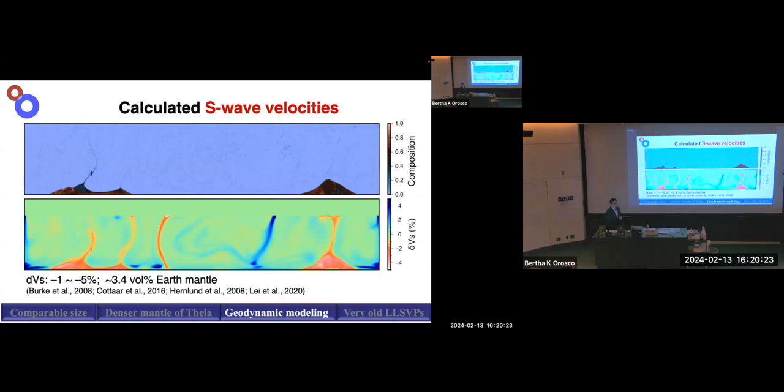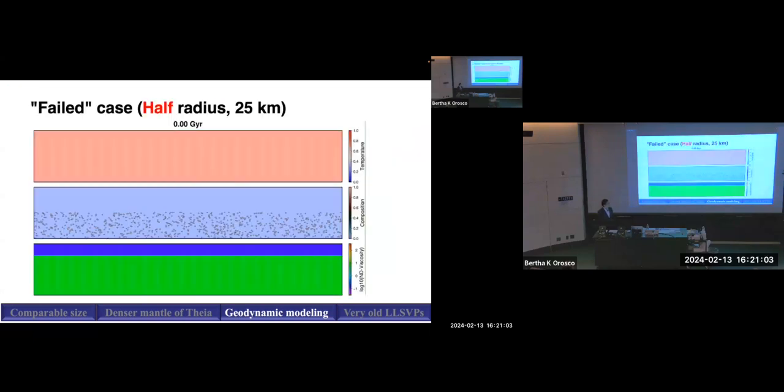Also, since this is a model, we have everything we need. We have the pressure, temperature, and composition from the second part. That means we can calculate the seismic velocities within these regions. Here is the result of the seismic velocities in this region. We found that within these regions, the seismic wave velocities are indeed a few percent slower than the rest of the mantle. And the size is about 3.4% of the volume of the Earth's mantle. All of these are very comparable and consistent with the observations from seismology. So this is a successful model.